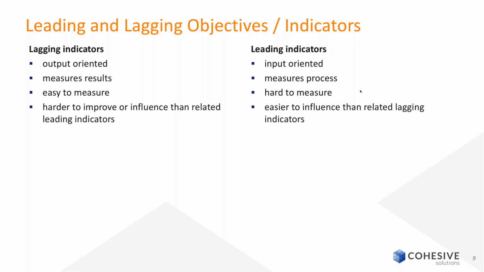Lagging indicators are output-oriented and measure results. They are typically easy to measure, but hard to influence. Leading indicators are input-oriented and measure a process. They are typically harder to measure, but easier to influence.